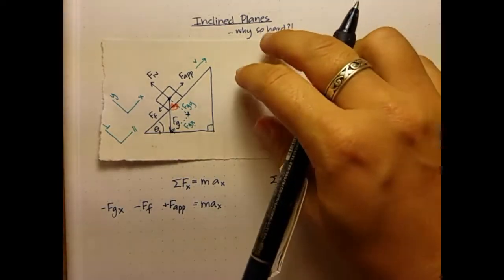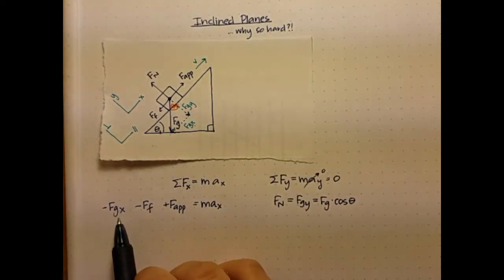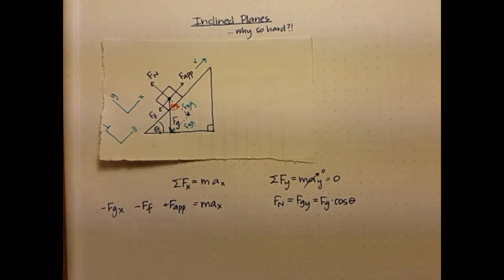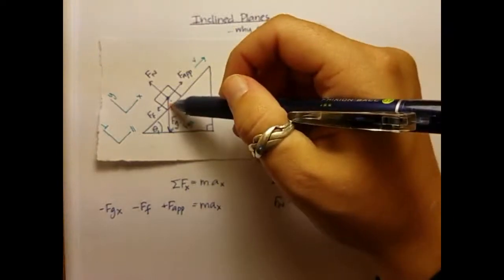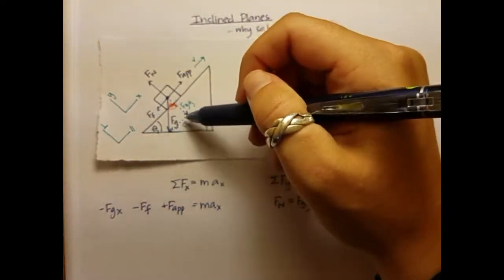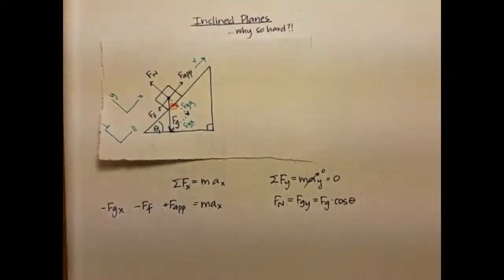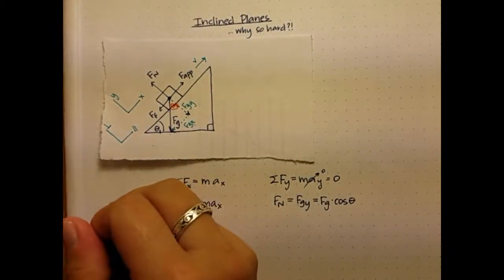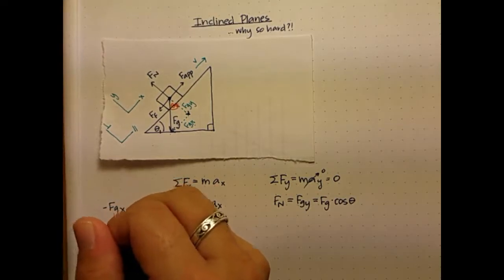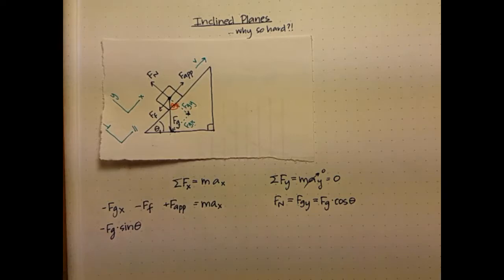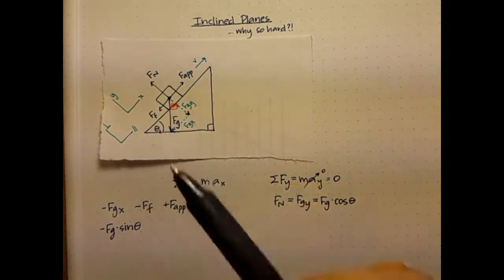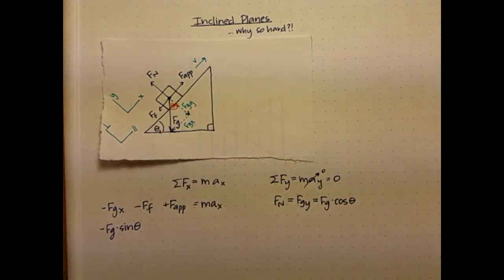And so one last thing, I need to break this down into its sine or cosine. Which trig function do I use? So if this is my angle here, the x component is the opposite side, and so we know that we always use sine with opposite. So here I have negative force of gravity times the sine of the angle. And now I don't really need to use theta 1 or theta 2 because I know that theta 1 and theta 2 are equal.